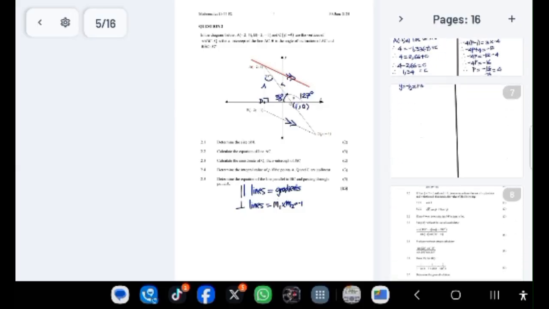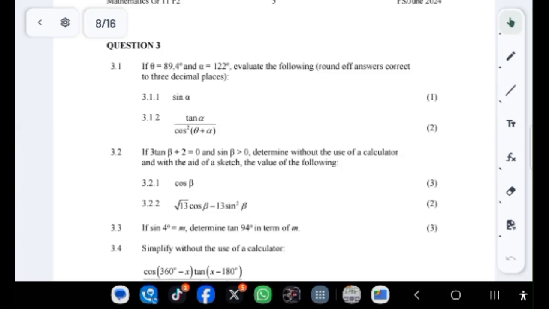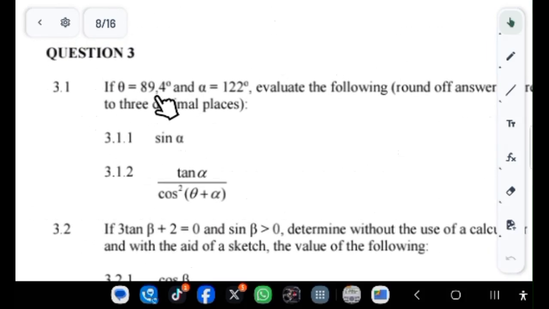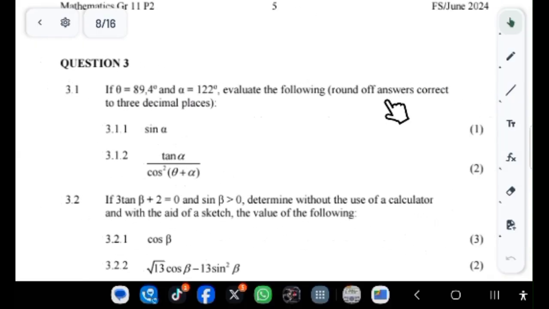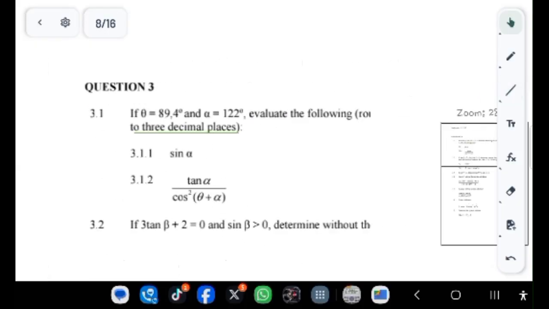Next question, trigonometry. Question number 3, 3.1. If theta equals 89.4 and alpha equals 122, evaluate the following. Round off answers correct to 3 decimals. This is where they say correct to 3 decimals. Keep that in mind because it's an important instruction.